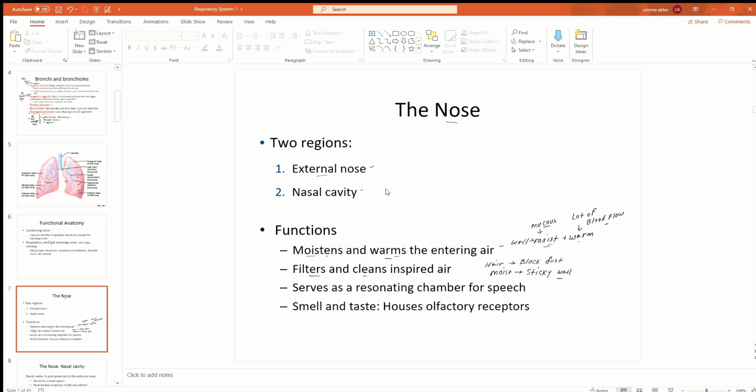And it serves as a resonating chamber for speech. Your nose plays a role in improving the quality of your speech. Around the nose you have paranasal sinuses, and because of those sinuses around the nasal cavity, the sound quality is improved, okay, and intensified.